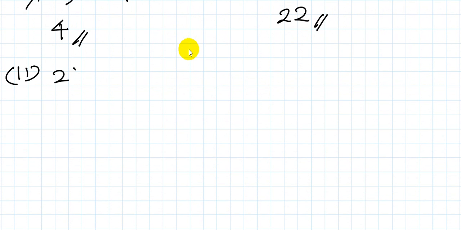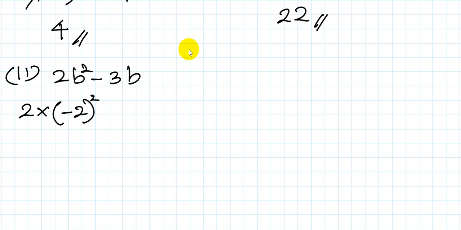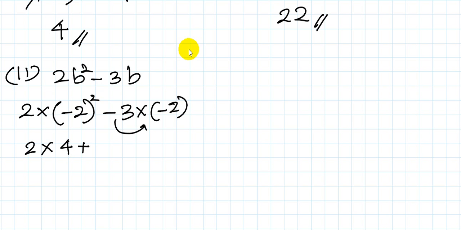2b square minus 3b. So 2 times b, where b is equal to -2. So (-2) square, again -3 multiplied by -2. 2 multiplied by 4, again minus into minus is plus, 3 multiplied by 2 is 6. So first check the multiplication operation. 2 multiplied by 4 is 8. 8 plus 6 is equal to 14.